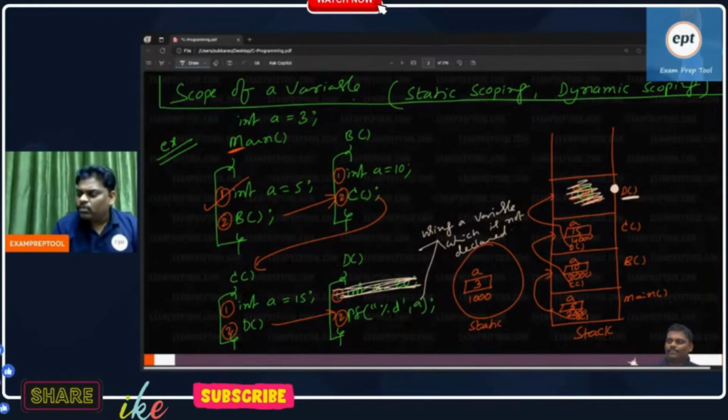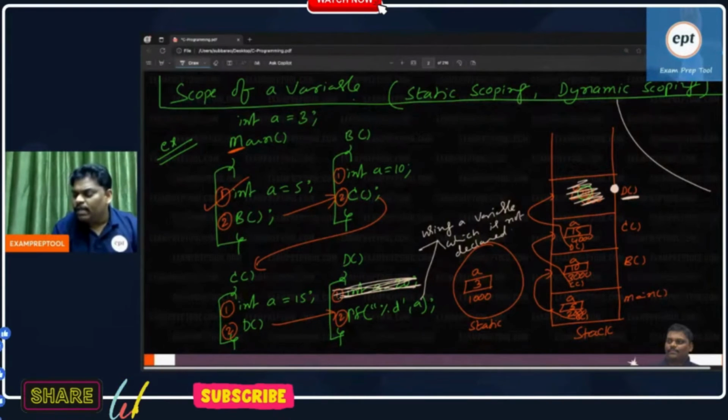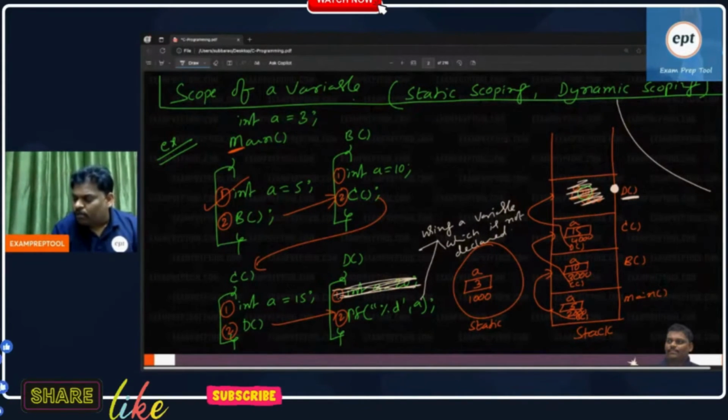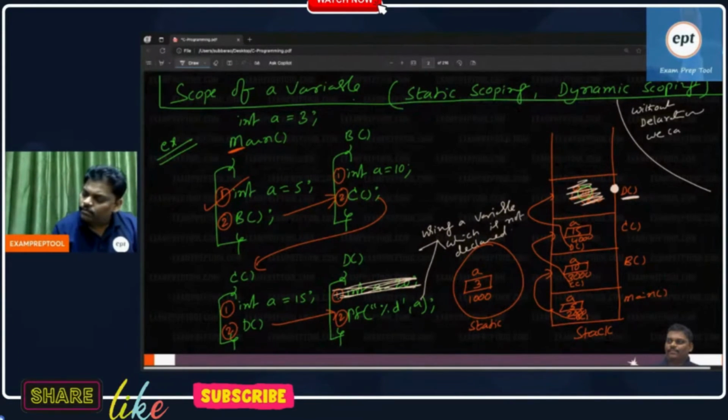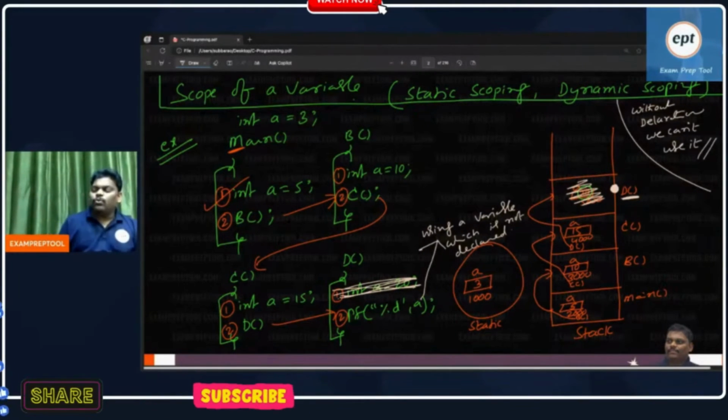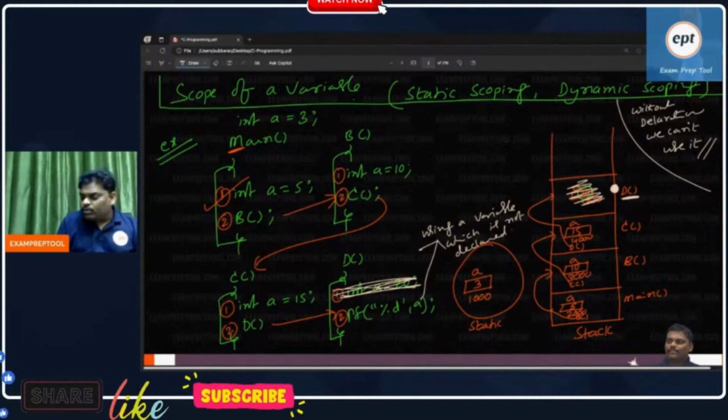In the programming language, there is one rule. What is the rule? Without declaring a variable, you cannot use that variable. Without declaration, you cannot use it. That is the programming language rule. If you are using some variable which is not declared, then it is a problem. You cannot use a variable without declaration.